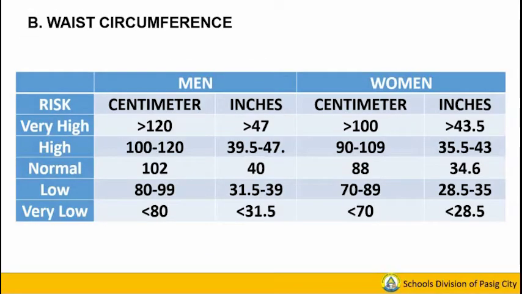Waist circumference is a good predictor of visceral fat, which contributes more risk of cardiovascular disease and diabetes than fat located in other areas. You will only need a tape measure to measure the circumference of your waist.